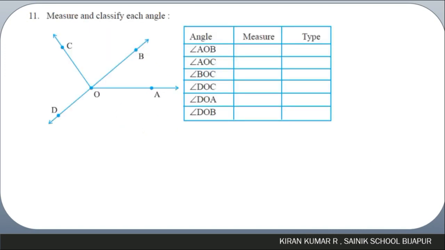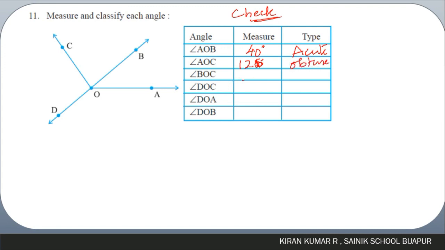Question number 11. Measure and classify each angle AOB. You need to measure this using protractor. I want you to check it out. When I checked it on the textbook, I got 40 degree as angle AOB, and the type of the angle it forms is acute. Angle AOC is 125 degrees. This angle formed is obtuse.